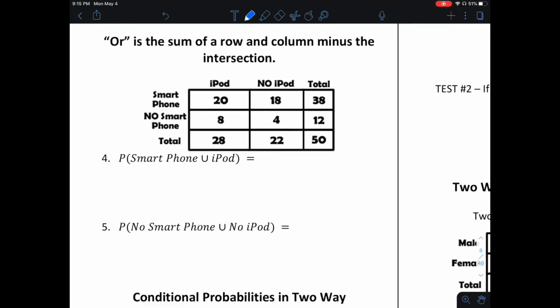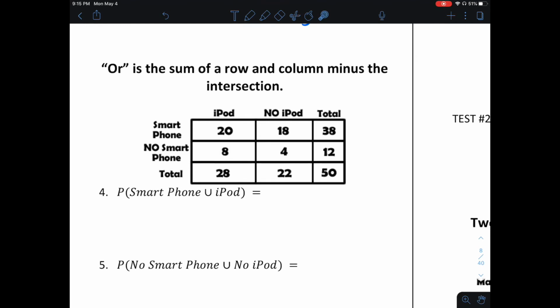"Or" is the sum of a row and a column minus the intersection. And I'll explain why that's the case in a second, but I think it's going to make some sense to you. So the probability of having a smartphone, it says it's the sum of the row and the column. So the smartphone probability is 38 out of 50. So it's the probability of having a smartphone plus the probability of an iPod, and then we subtract the probability of the intersection of the smartphone and the iPod. It might not make sense at the moment, but I'm going to explain it to you. Let's just fill this out and then I'll explain it.